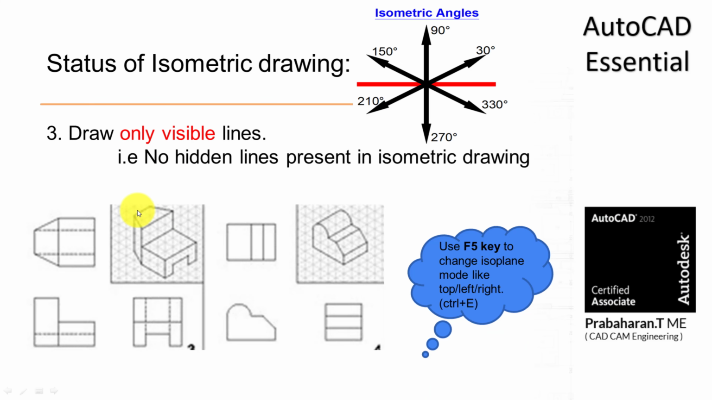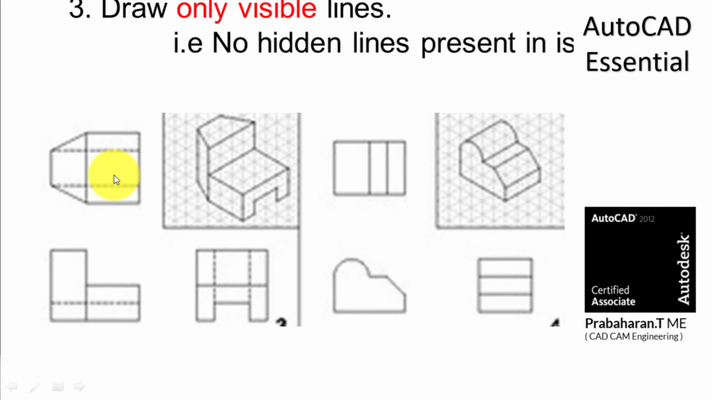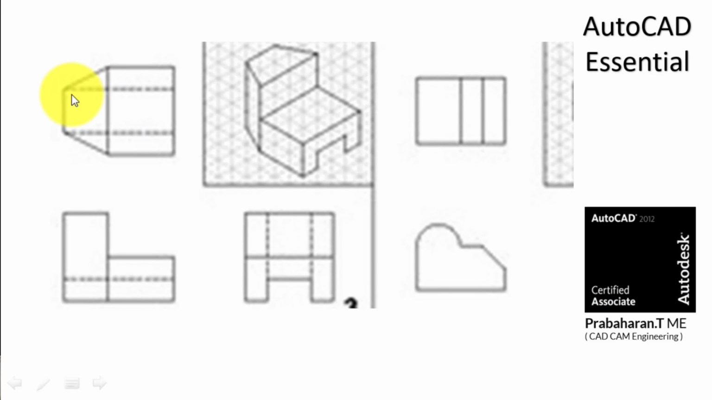Then the last point for isometric is we will draw only visible edges in isometric. That means in orthographic, you can see there are hidden lines. Hidden lines mean some edges are hidden inside. So this hidden line represents the details of these hidden edges. But in isometric, we will not show any hidden edges. We will show and draw only the visible edges.